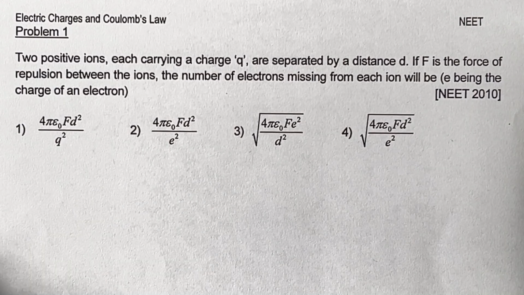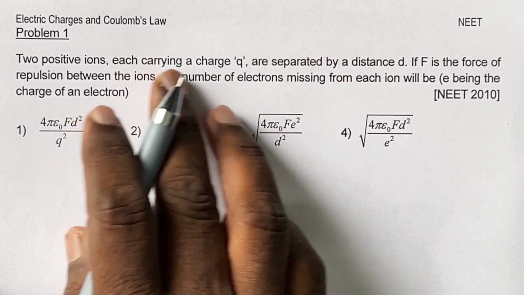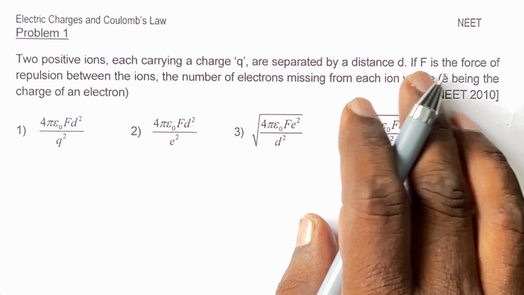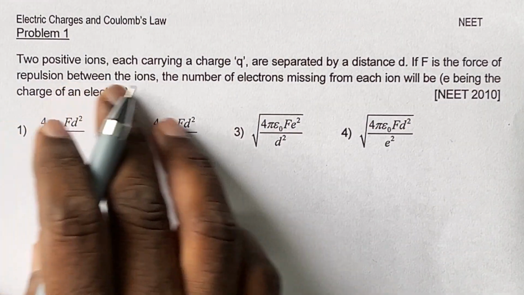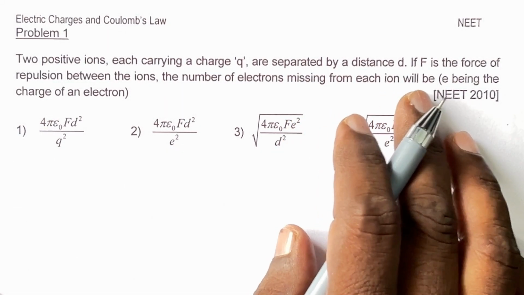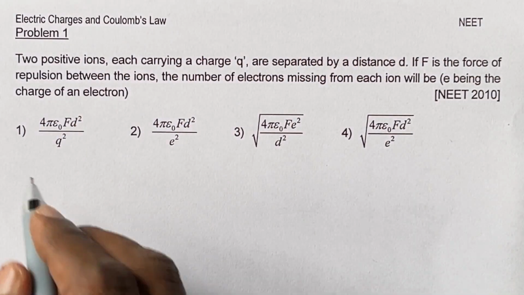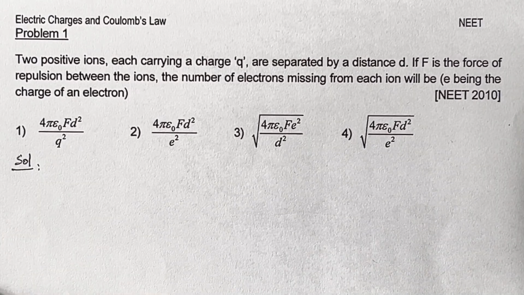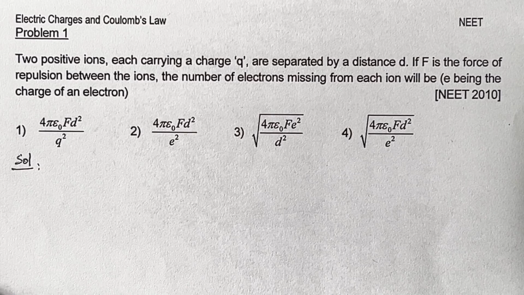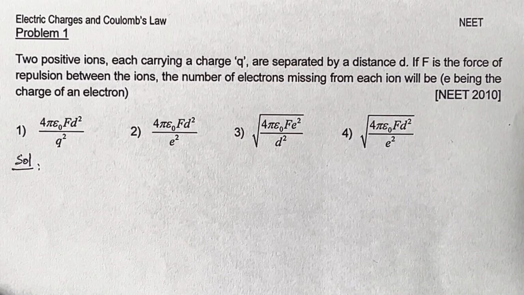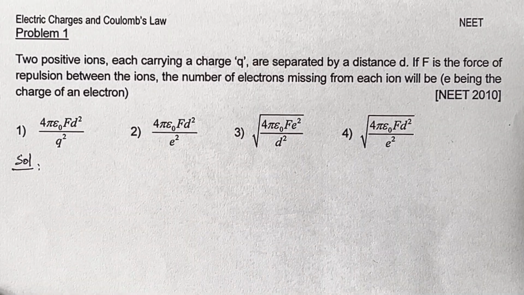In this problem, two positive ions, each carrying a charge Q, are separated by distance d. If F is the force of repulsion between the ions, the number of electrons missing from each ion will be. So here, each ion, when so many electrons come out, the ion becomes positive. So some electrons are missing, a lack of electrons, making it positive. How many electrons are missing, we don't know.